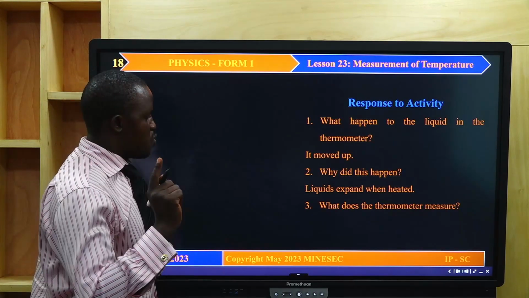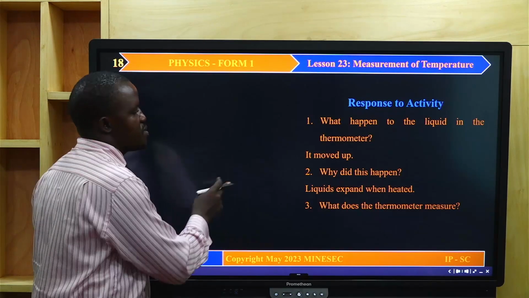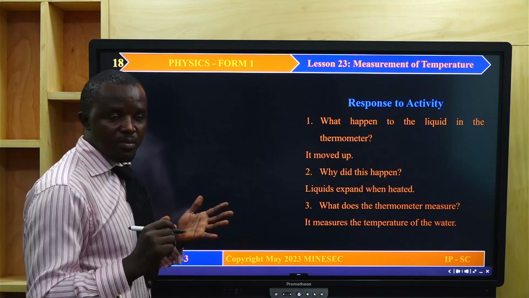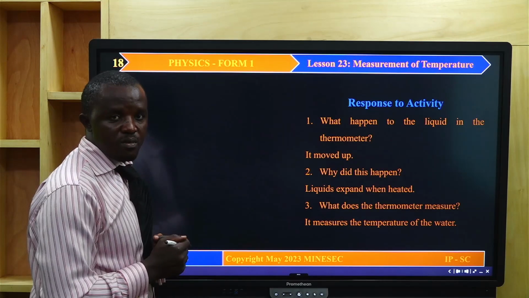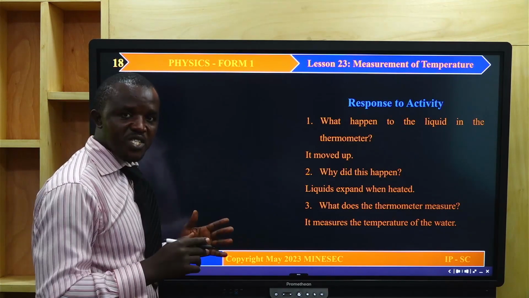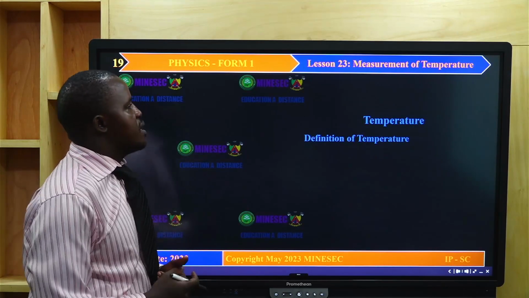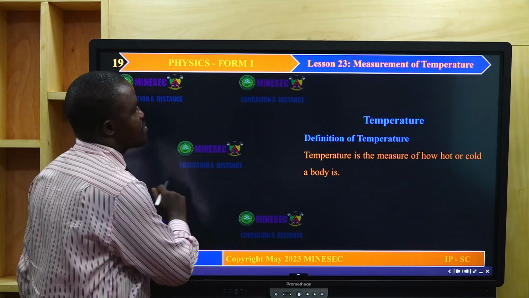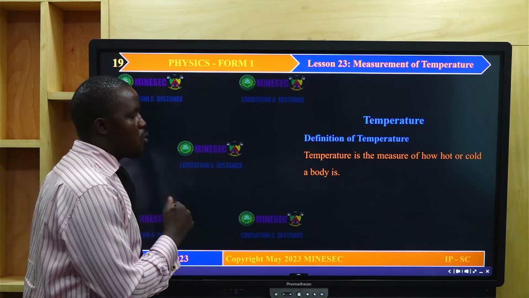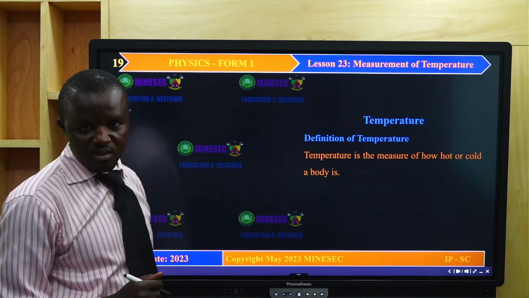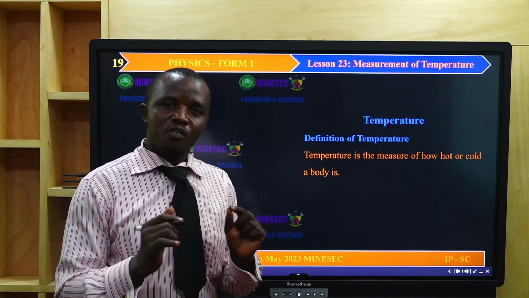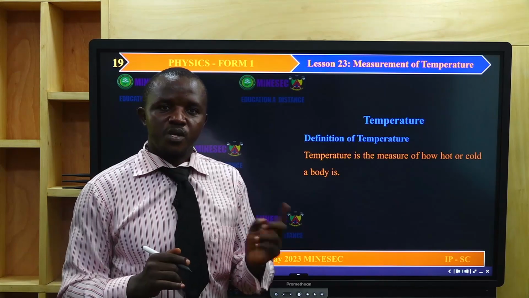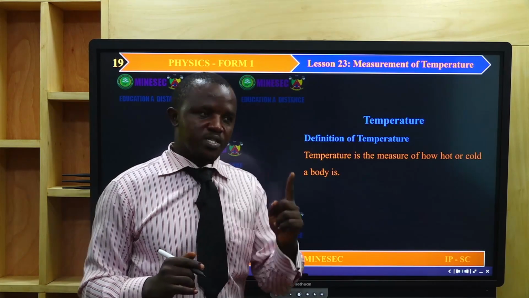And which quantity does the thermometer measure? It measures the temperature of the water. There are other facts about water, other quantities about water that can be measured. But what the thermometer measures is the temperature. So now, what is temperature? What is temperature? A measure of how hot or cold a body is. Take me, please. Temperature is a measure of how hot or how cold a body is. You can repeat after me. Say, temperature is a measure of how hot or how cold a substance is.